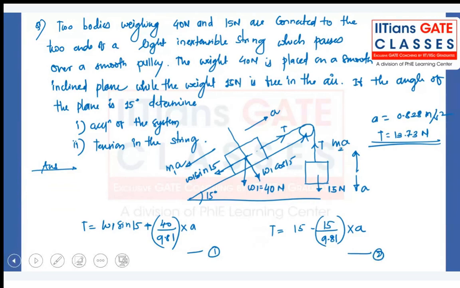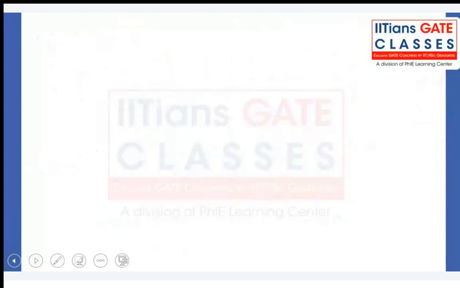W1 is given as 40. So 40 into sine of 15 plus 40 divided by 9.8 into A is equal to 15 minus 15 divided by 9.8 into A. This will give you the value of A. So acceleration is equal to 0.826.